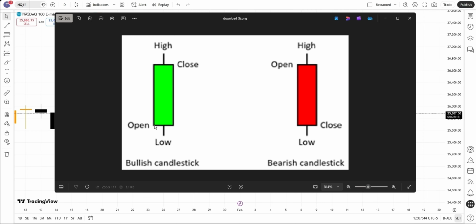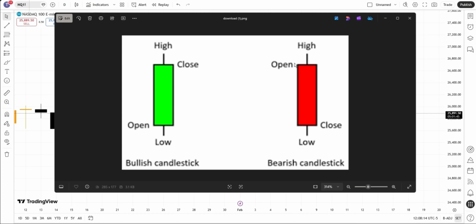The green one opens in here, where you can see it's called open. It opens in here and goes down, creates a low, and then goes up all the way to here, which is the high, and then goes down and closes in here. So it creates this stuff. We call them wicks. This is the wick here, and this is the wick here. And it's the same thing in the red candle.